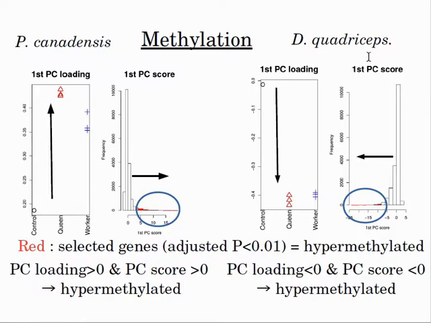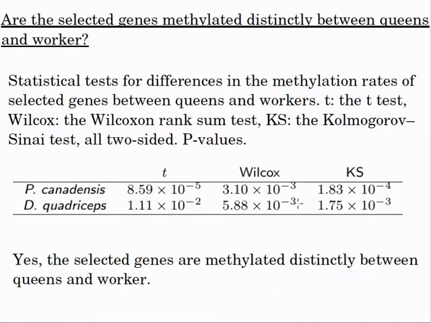And then for ants, we can have similar PC loadings. The first one also shows distinction between control and queens and workers, and the first PC scores have this distribution. Only a limited number of genes are apart from the origin, where most of the genes are located. Then we have selected this red part for genes which should exhibit the distinction between control and workers and queens.